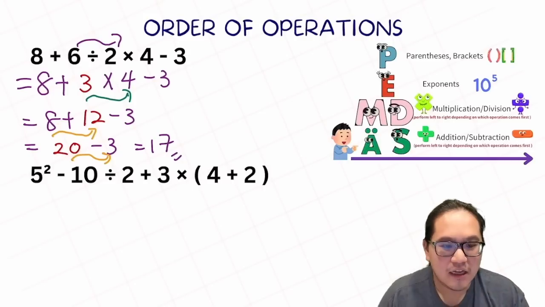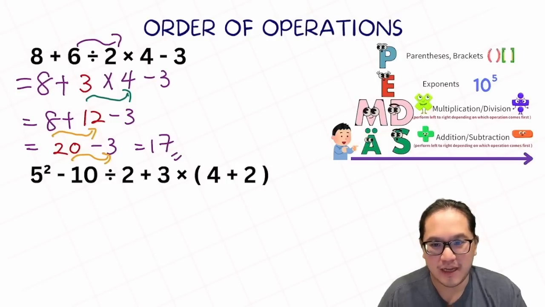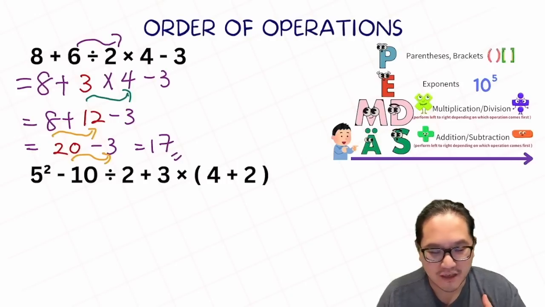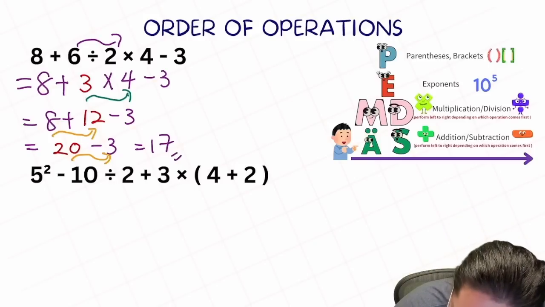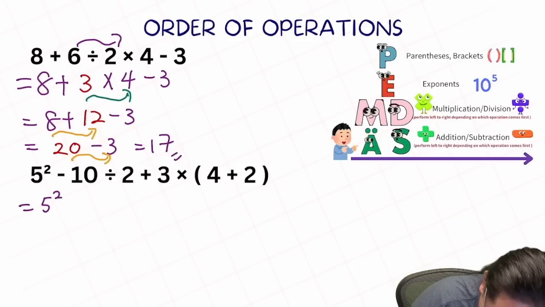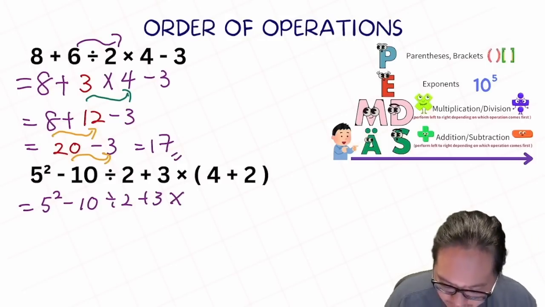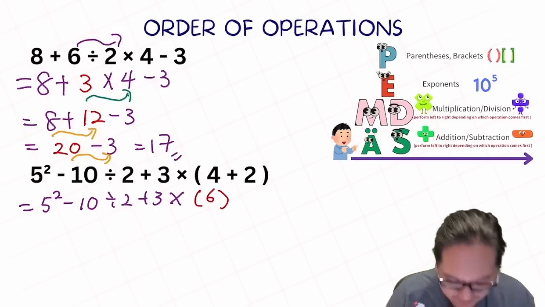5 squared minus 10 divided by 2 plus 3 multiplied by parentheses 4 plus 2. So let's go through the PEMDAS rule, right? Let's work on the P first. Do we have any parentheses in there? Yes, we do, right? So let's take care of that first. So we just drag everything down: 5 squared minus 10 divided by 2 plus 3 multiplied by. So we do the parentheses first. 4 plus 2, inside the parentheses, we have 6, right?